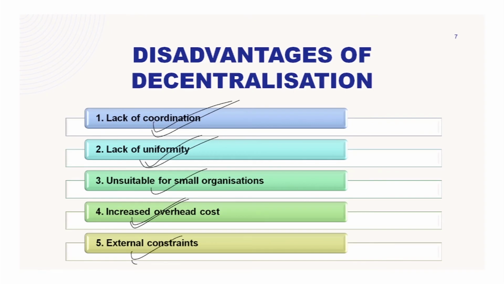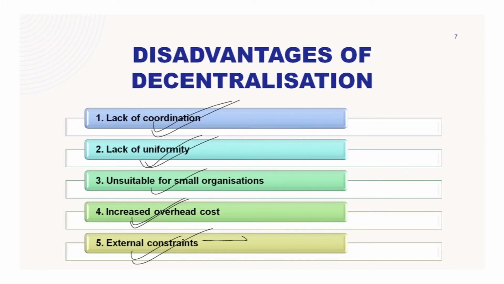Last one is the external constraint. It means you are too much entrusting your subordinates, who may not be capable enough to deal with the external factors. All right. So this will ultimately give a new challenge to them to deal with the external factors. What are the external factors we have discussed? Let me write it down for you. Political factor, economical factor, social factor, technological factor.